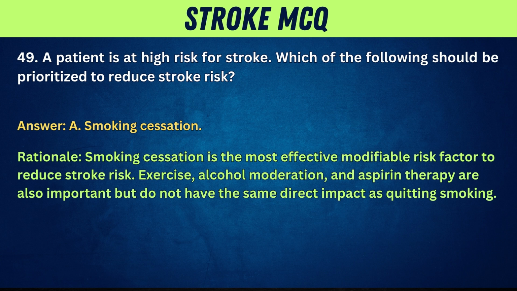Smoking cessation. Rationale: smoking cessation is the most effective modifiable risk factor to reduce stroke risk. Exercise, alcohol moderation, and aspirin therapy are also important, but do not have the same direct impact as quitting smoking.